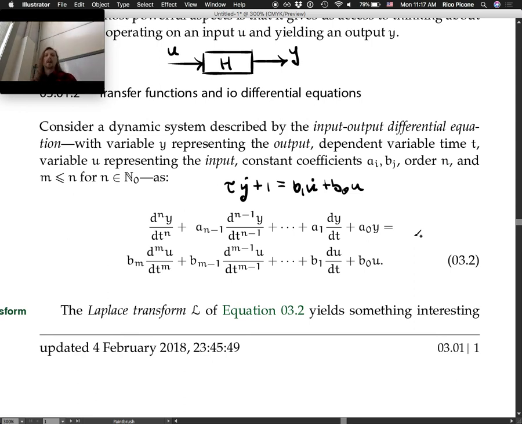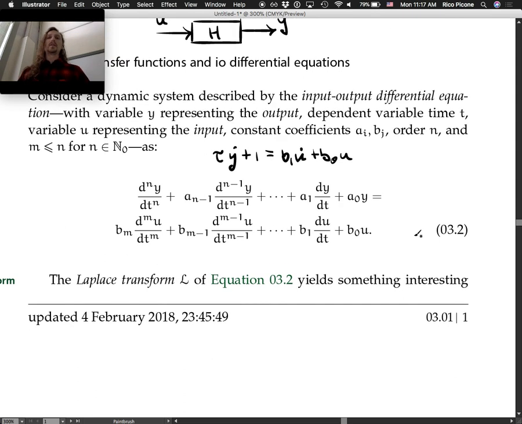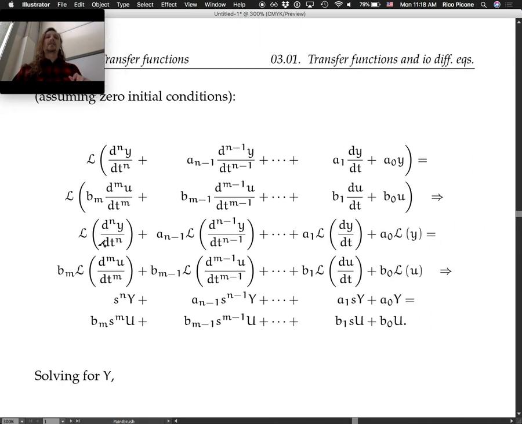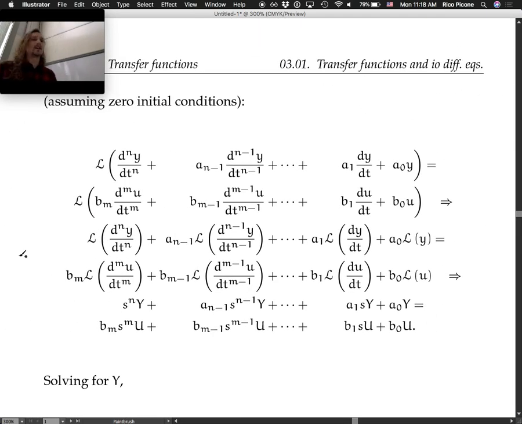So the Laplace transform of equation 3.2 yields something interesting. If we take the Laplace transform of an equation, that means we have to take the Laplace transform of the left-hand side and the Laplace transform of the right-hand side. I actually wrote this out because I felt like it was a little hard to parse anyway, so we would just march through the steps. So this first step, we take the Laplace transform of both sides. Each side of the equation is on a different line here, as the equals is here. So the Laplace transform of the output side equals the Laplace transform of the input side.